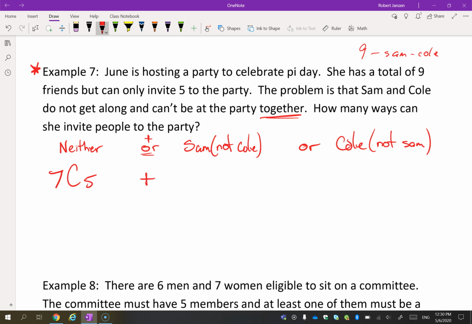Or, all right, if you're inviting Sam, that means you're choosing him. Now, you don't need to write 1 choose 1, but that means you're choosing Sam. Then how many people are left? So now Sam is coming, but Cole is not. So now there are how many other people?